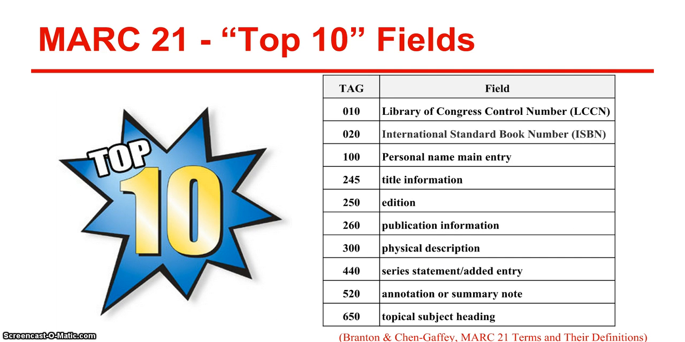There are 2 ways to look at fields in MARC 21. I'm going to go over both so you can choose which path makes the most sense to you. The first is a top 10 list. If you like lists, memorize this one. These 10 fields and their associated tags are defined by the University of Southern Mississippi libraries as the most frequently used in MARC 21.